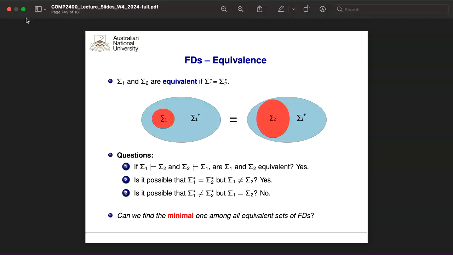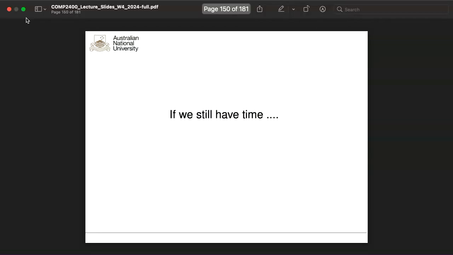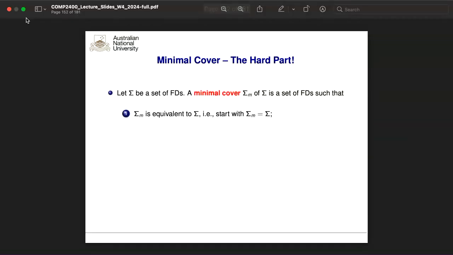I was planning to check, if time allows, we can talk about a little bit. When we have a set of function dependencies, how can we find the minimum set of function dependencies which is equivalent to the original ones, but minimal? Can we find the minimal set of function dependencies without losing any semantics? So this brings us to minimal cover.